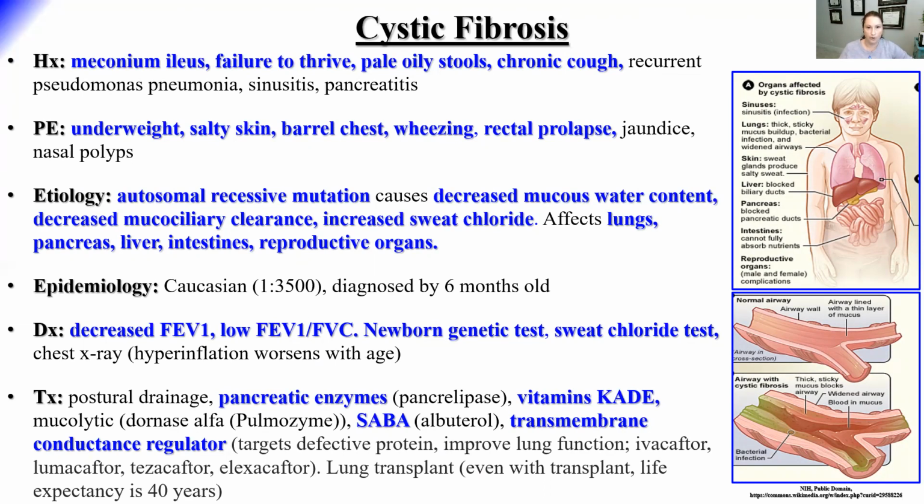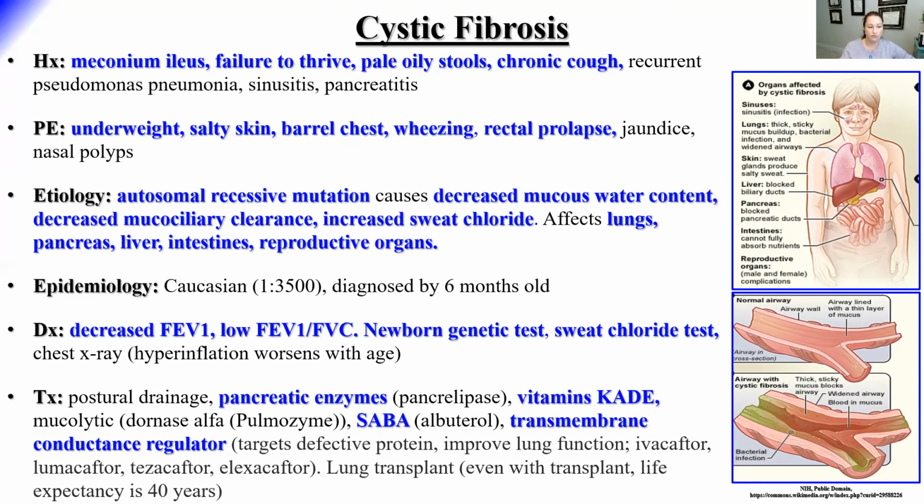For cystic fibrosis treatment, postural drainage: we're going to tip them upside down and use chest physiotherapy to help drain that mucus out of there. Pancreatic enzymes, because they don't produce these, we want to replace them. Vitamins K, A, D, and E are fat-soluble vitamins. We want to replace those in this patient. A mucolytic helps to break up that mucus. Pulmozyme is an example of that. A SABA, albuterol, for that rescue inhaler.